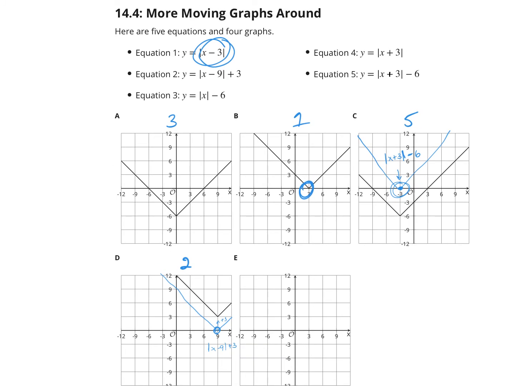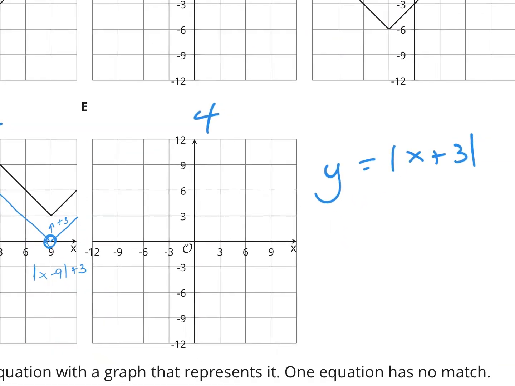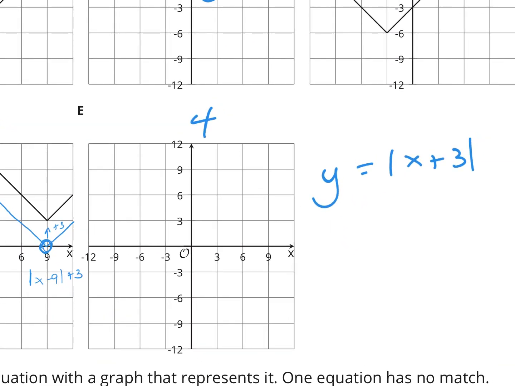So I used equation 3, equation 1, equation 5, and equation 2. So that leaves us equation 4. That is y is equal to the absolute value of x plus 3. So this only has one shift. I'm going to shift to the left 3. The reason I shift to the left 3 is because in order to make this equal to 0, I would need a -3 plus 3. So this tells me my x-intercept is -3.